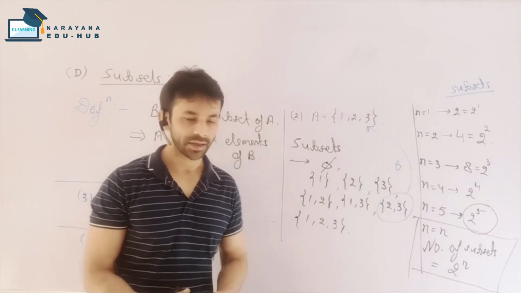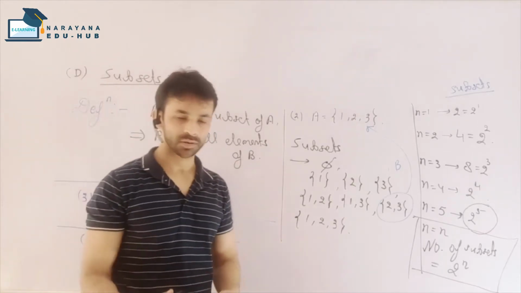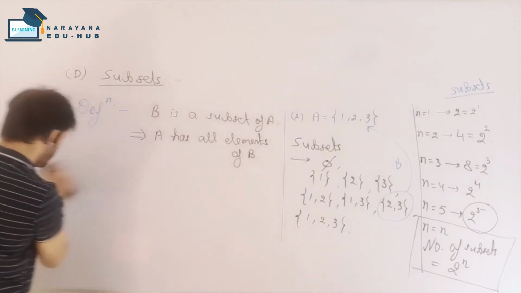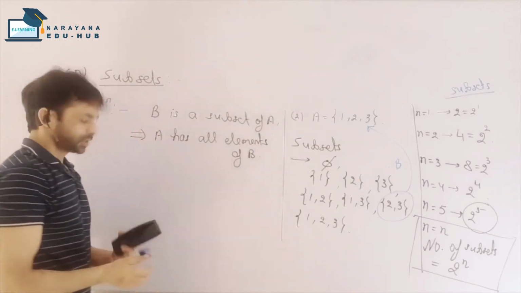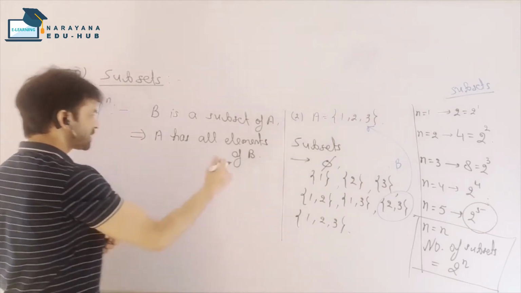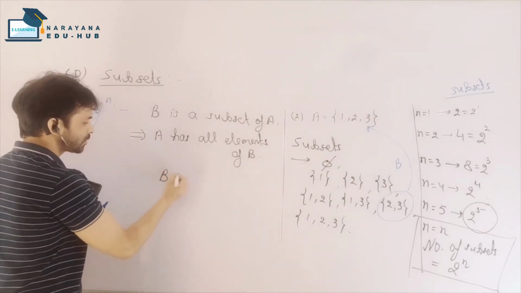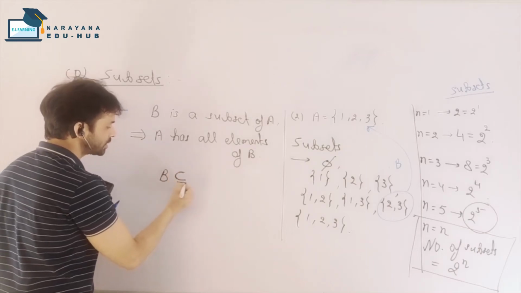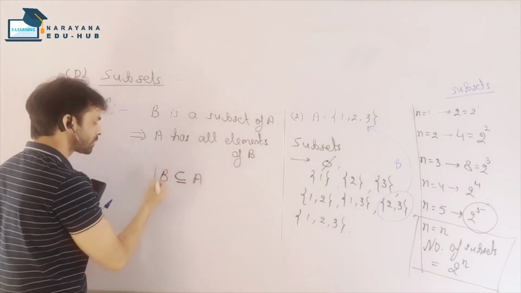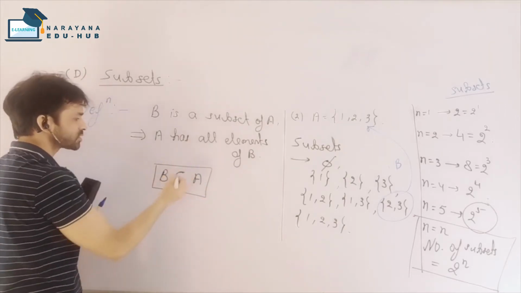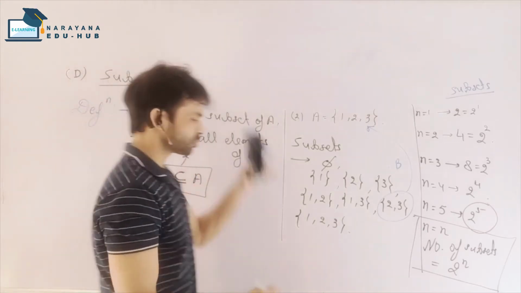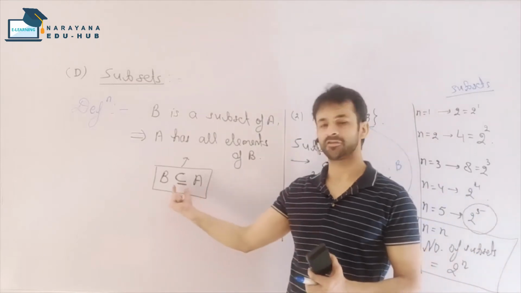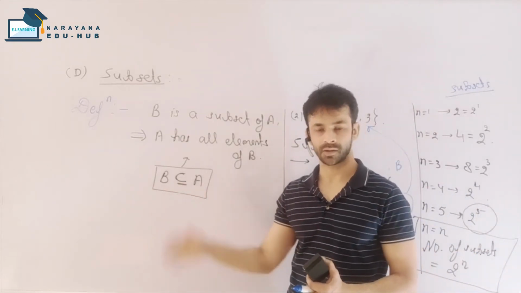Now how will they write it? They won't write the complete statement in books. They will simply write B is a subset of A. So they will write B with a mathematical symbol, with a line like this. This means B is a subset of A, this whole thing. So this is the symbol of subset.